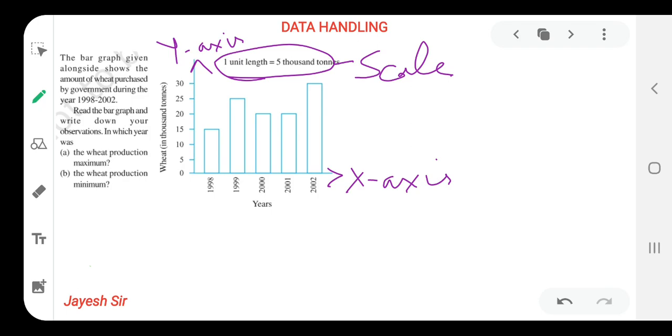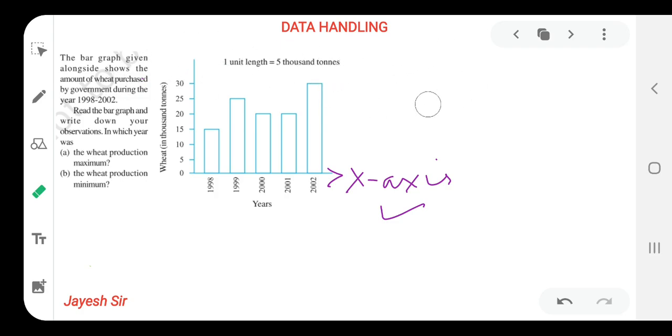Again, I am going to repeat that. Here it is the x-axis, here the y-axis, and this is called the scale. These are the basic things you always have to keep in mind while solving the data handling chapter. So let us begin with the first sum for the day, which is given over here. I am writing it over here.